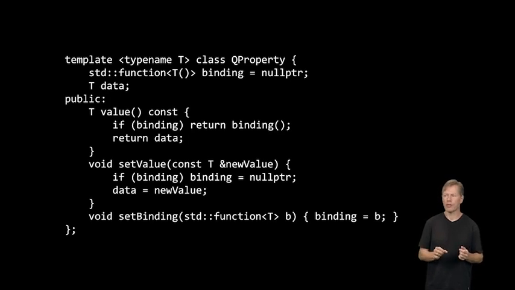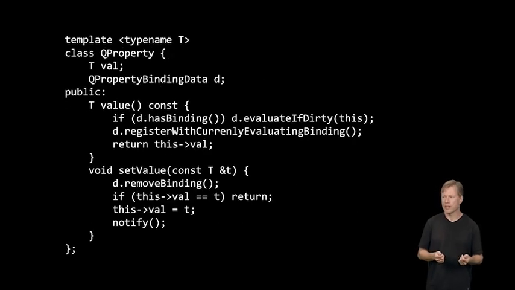What we do is, if you want to get the value of the property, if we have a binding, we evaluate the binding and return its result. Otherwise, we return the data. And in the set value call, if we have a binding, we reset it and clear it and set the new value. And then we have a set binding function, which just sets the binding. Problem with this trivial design is that you would reevaluate that expression every time the value is being asked for. That's not very efficient, so we had to go and do a bit more work to make this work very nicely and fast.